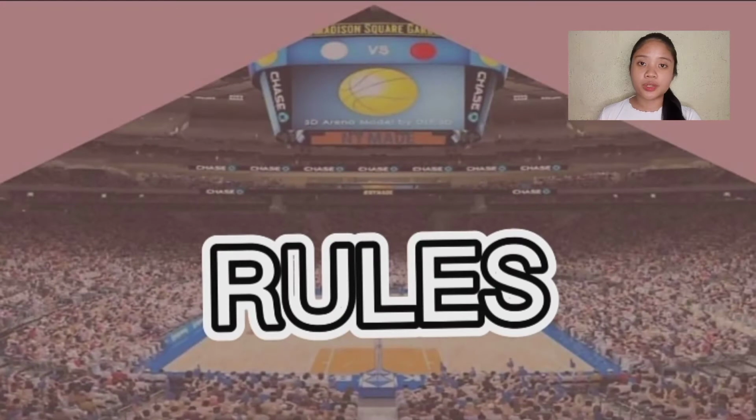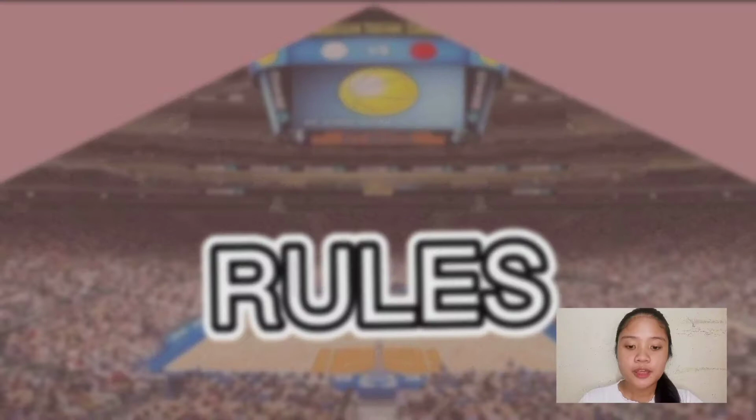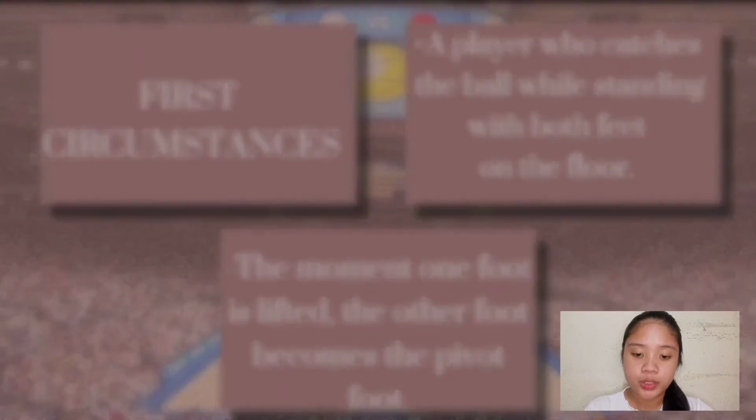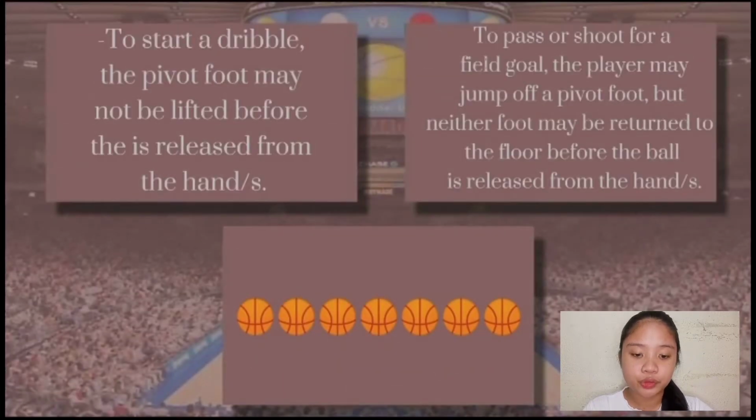Here are some rules to consider to avoid traveling and to perfectly execute pivot. If a player catches the ball while standing with both feet on the floor, this is what he must do. The moment one foot is lifted, the other foot becomes the pivot foot. To start a dribble, the pivot foot may not be lifted before the ball is released from the hands. To pass or shoot for a field goal, the player may jump off the pivot foot, but neither foot may be returned to the floor before the ball is released from the hands.